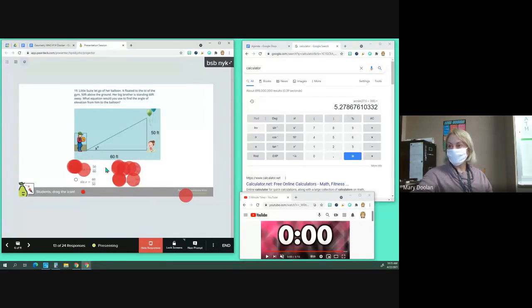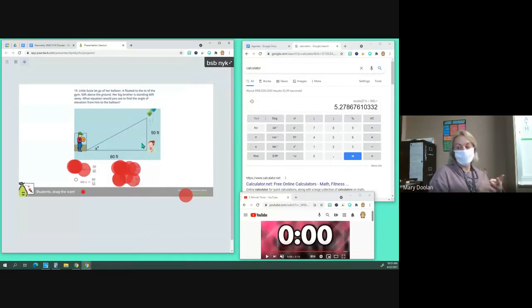Looks like the majority of you chose one of the tangent trigonometric functions set up as an equation. A couple of you picked cosine. If you look at this right triangle, 50 and 60 are the two sides that make up the right angle. They are the two legs of the right triangle. So we have to use a trigonometric function that uses adjacent and opposite. We don't know the hypotenuse, so we don't want one of the functions that uses hypotenuse. So cosine is out. It has to be one of the tangents.